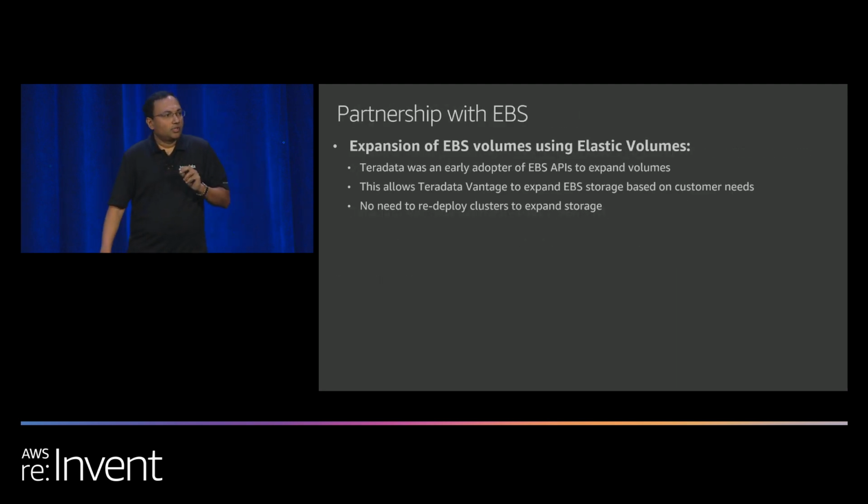Now, I want to talk about a couple of services and capabilities that we use from EBS. The first one is expanding EBS volumes using the APIs. This has been a very useful feature for us to expand the volumes of our customers without having any downtime. Earlier, we had to redeploy clusters for them. We don't have to do that anymore because of this particular feature, and we have been an early adopter of this from AWS.